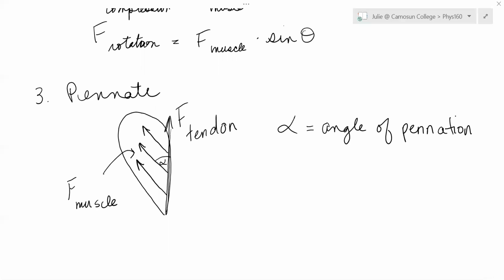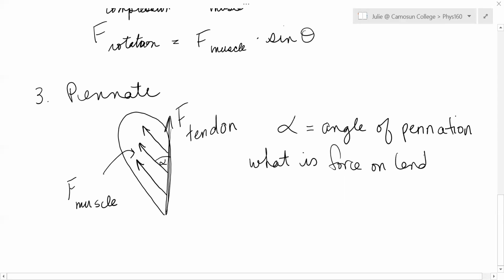Now, if you have a really small pennation angle, that's going to favor fast motion about your joints. But if it's a parallel fibered muscle, then you would have a much greater range of motion because you would have much more change in length if these muscle fibers are parallel to the tendon. But in this case, we want to know, what is force on tendon given F muscle and alpha, the angle.